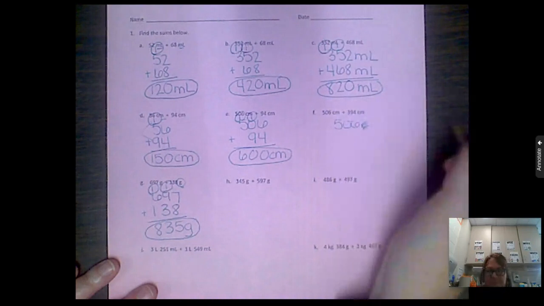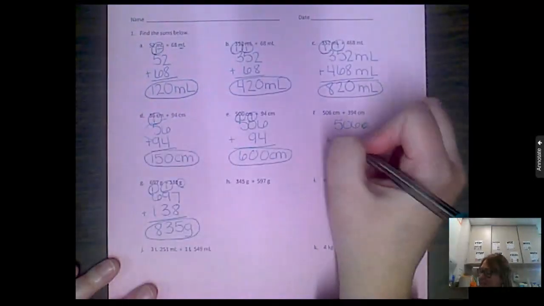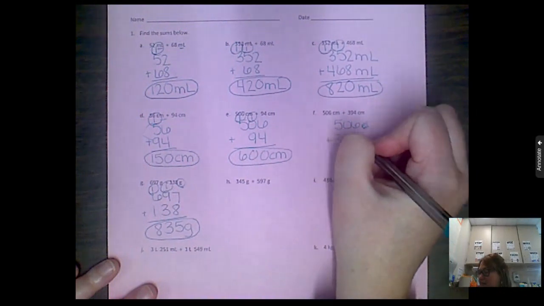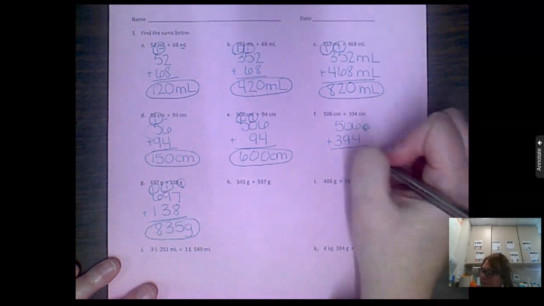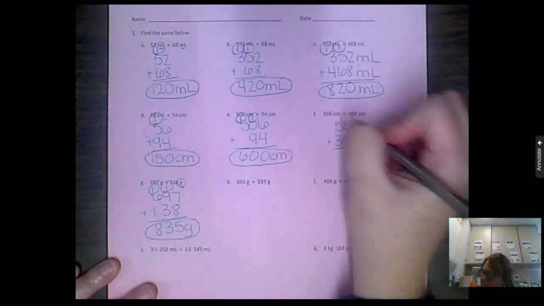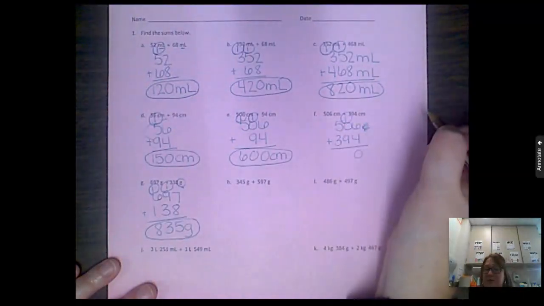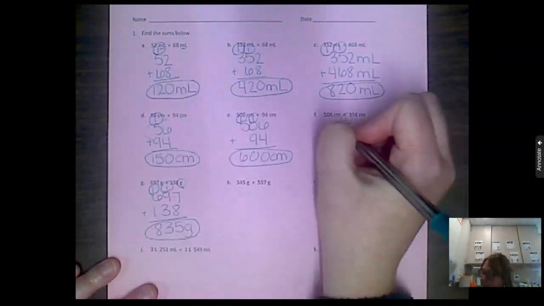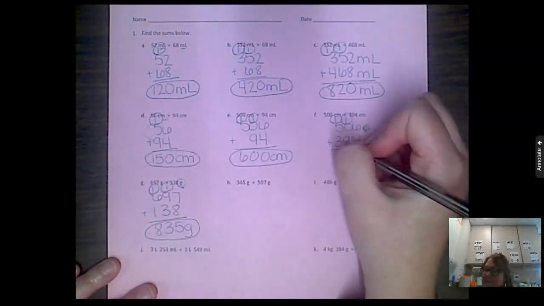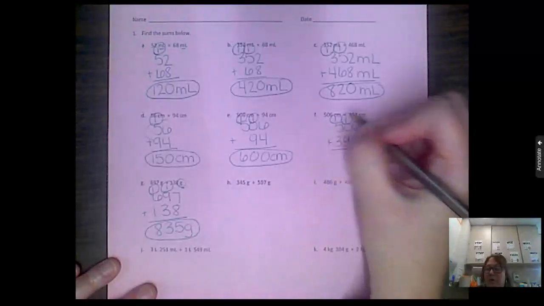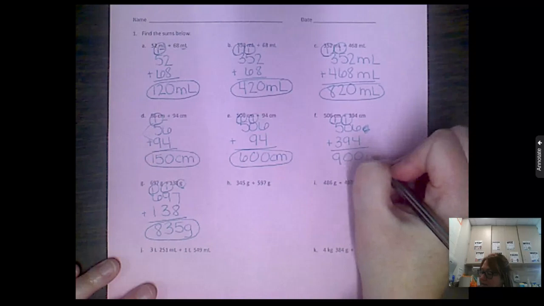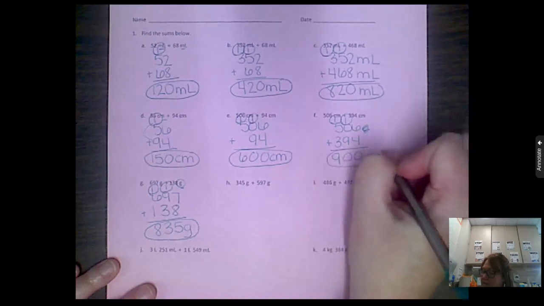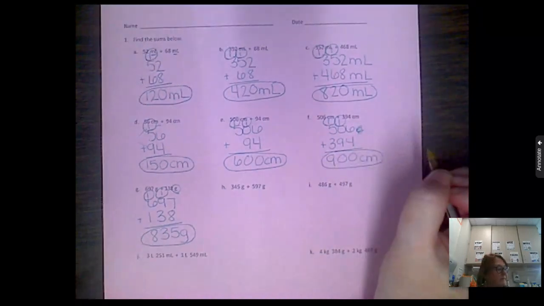Oh, I keep doing that for some reason on that last one. We don't need to put that label till the end. 506 plus 394. 6 plus 4 makes a 10, right? So 0, carry the 1. 9 plus 1 also makes a 10. 0, carry the 1. 5 plus 3 is 8, plus 1 more is 9. So we have 900 centimeters. And then I can circle it.